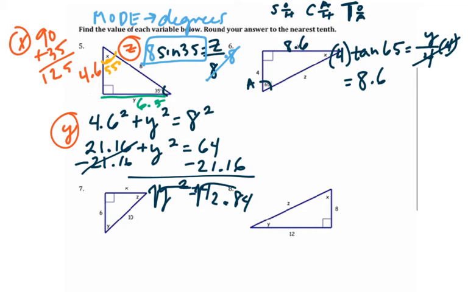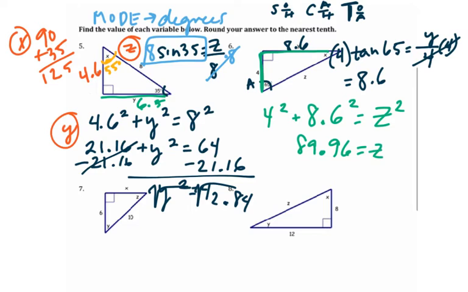Now that I have two sides of a right triangle, I can solve for Z using Pythagorean theorem. One leg squared, so 4 squared, plus the other leg squared equals the hypotenuse squared. 4 squared plus 8.6 squared is 89.96 equals Z squared. Square root both sides, and I get the number 9.5. So my Z value is 9.5.